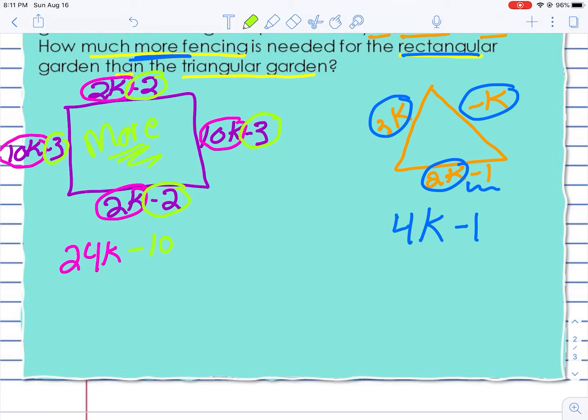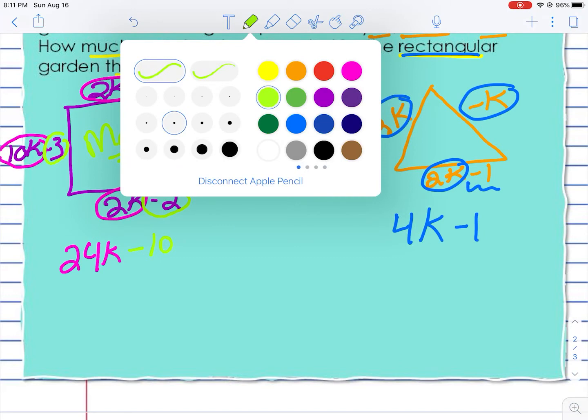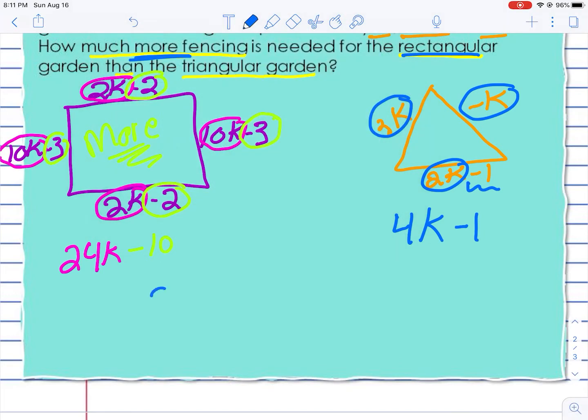So which one do I subtract? Do I say rectangle minus triangle or triangle minus rectangle? So you have to think, which one's more? Well, if the rectangle's more, I need to subtract the triangle from it. So I actually need to say, let me see if I can find another color, 24k minus 10, subtract this piece over here, 4k minus 1.